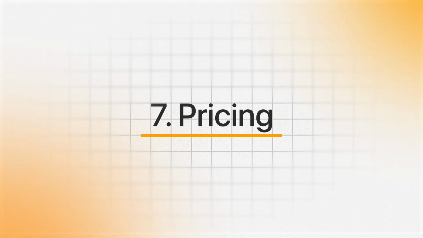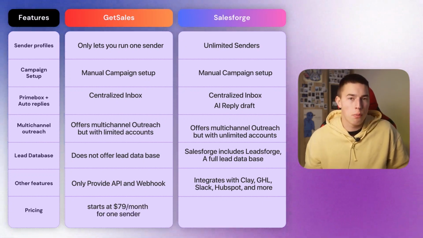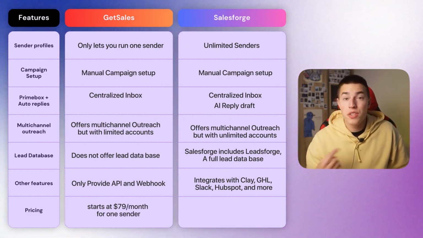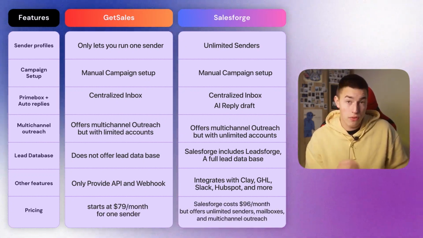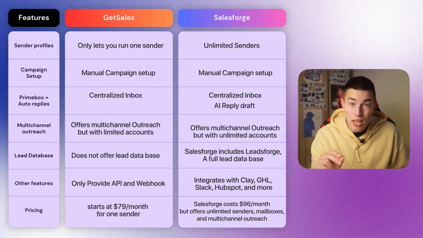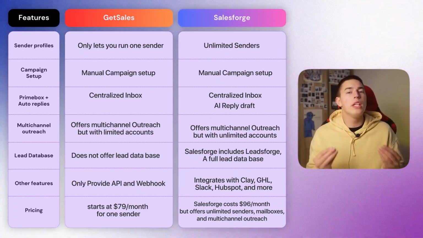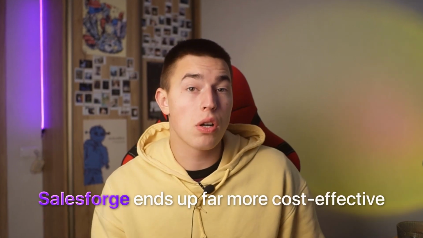Now let's talk pricing. GetSales starts at $79 per month, but you're limited to one sender. Salesforge is $96 per month flat. For that, you get unlimited senders, unlimited mailboxes, and multi-channel outreach. So if you're planning to scale, Salesforge ends up being more cost-effective.